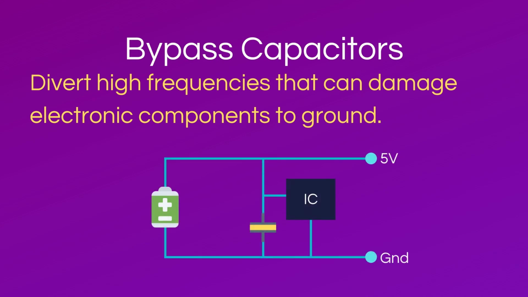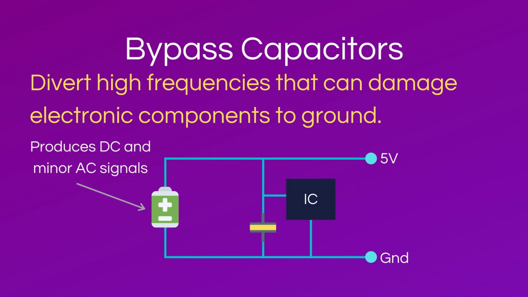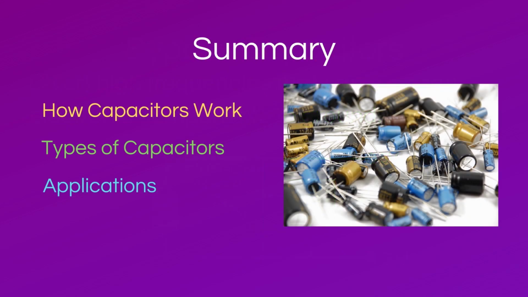An example of this is in the following circuit where an integrated circuit, or IC, is connected to a battery. However, the battery does not provide pure DC voltage. Rather, it provides DC voltage with unwanted AC signals. Usually, these minor AC signals don't affect the operation of a circuit. However, they will damage sensitive components such as ICs. To mitigate this, the bypass capacitor will divert these AC signals to ground, thereby protecting the IC. To summarize, we talked about how capacitors work, their types, and some of their numerous applications.